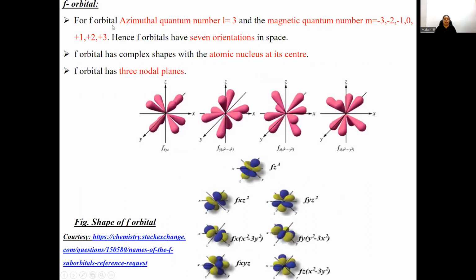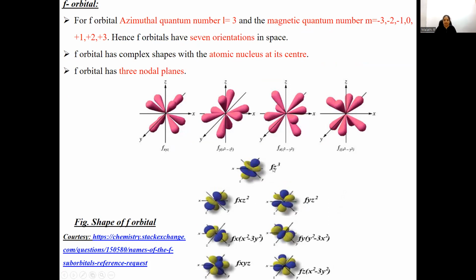F orbital. For the F orbital, the azimuthal quantum number is 3 and the magnetic quantum number is -3, -2, -1, 0, +1, +2, +3. Hence, the F orbital has seven different orientations in space. F orbital has complex shapes with the atomic nucleus at its center. F orbital has three nodal planes. So fxyz, fx(x²-z²), fx(z²-y²), fz(x²-y²).